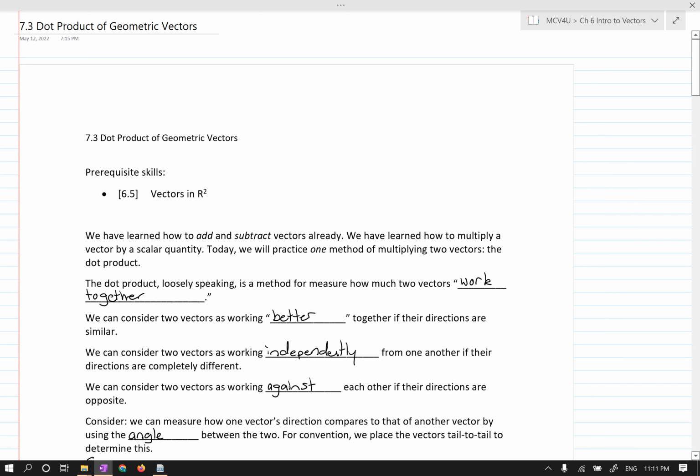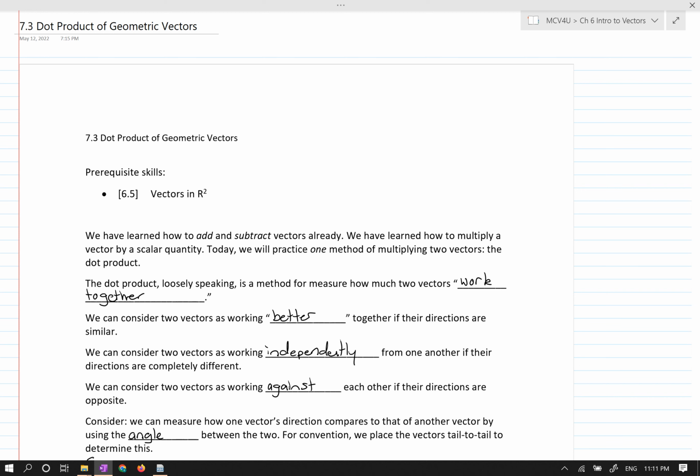Alrighty folks, so here we are, section 7.3. Sections 7.1 and 7.2 go over the application of vectors. You might find those a little bit applicable to you, more so if you're taking a physics course, but they are not in the curriculum, so we're not going to spend our time on those questions in here.